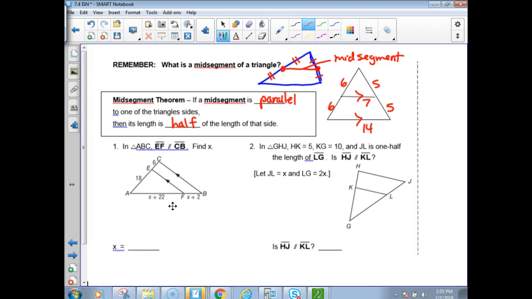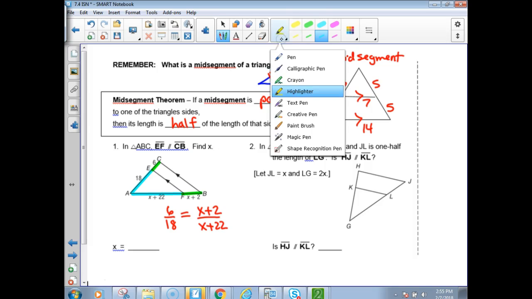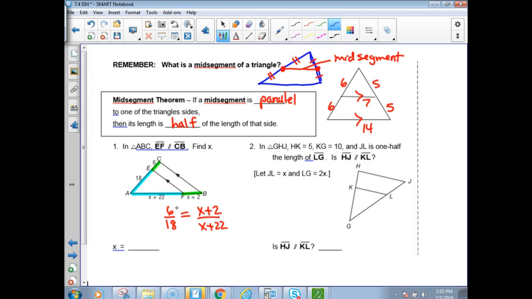We can go 6 over 18 would be equal to x plus 2 over x plus 22. Okay, so what's happened is those parallel sides have cut these into proportional parts. All right, these parallel lines. Now, cross products are congruent, so we're going to multiply 18 times x plus 2. And that will equal 6 times your x plus 22.